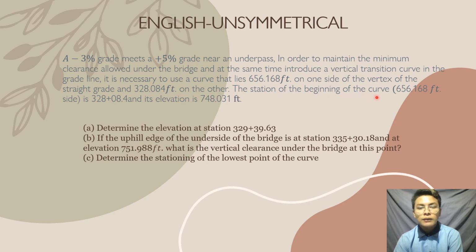The station at the beginning of the curve is 328+08.4, 656.168 feet from the vertex on the side, and its elevation is 748.031 feet. So we have to determine the elevation of station 329+39.63, and if the uphill edge of the underside of the bridge is at station 335+30.18 and at elevation 751.988 feet, what is the vertical clearance under the bridge at this point? And lastly, determine the station of the lowest point of the curve.